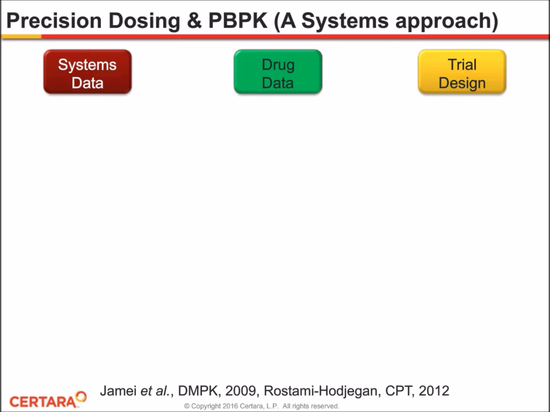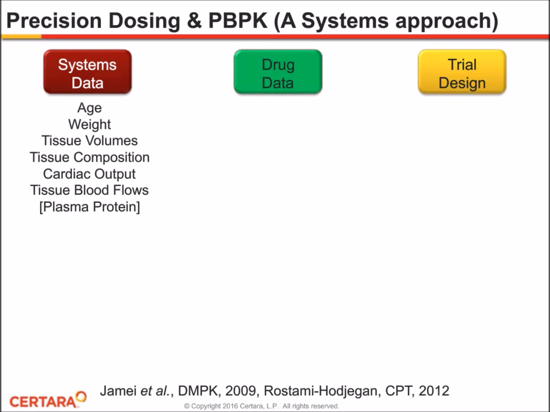When we are looking at a whole body PBPK model, you have a systems approach, wherein you have the systems data, where you're talking about the details of the population that you are studying. So you have the age and weight of the population, the tissue volumes that make up your model, the composition of the tissues, the blood flow rates, which is summed up by the cardiac output, and then the blood flows to each of the tissues, the abundance of plasma proteins, etc.